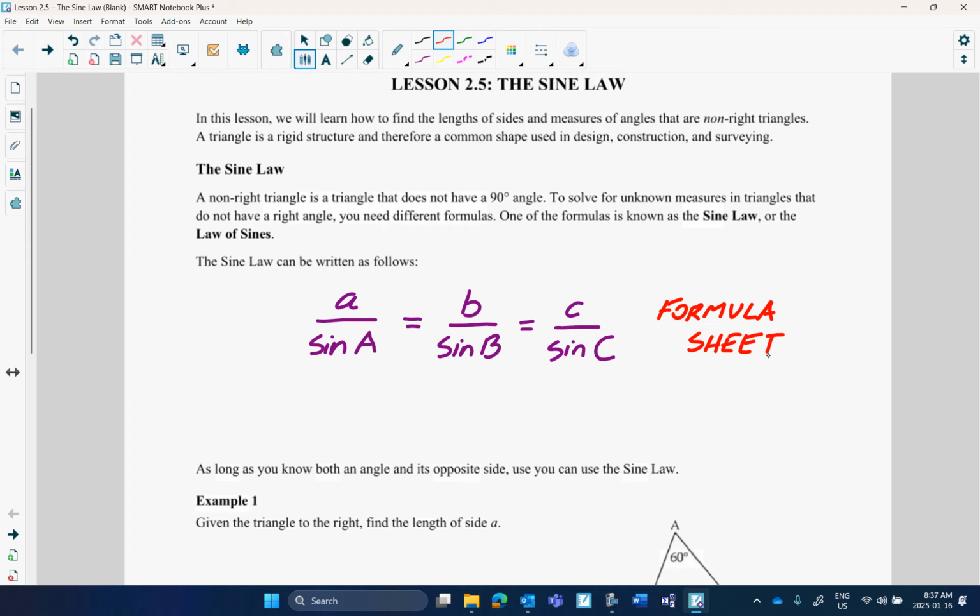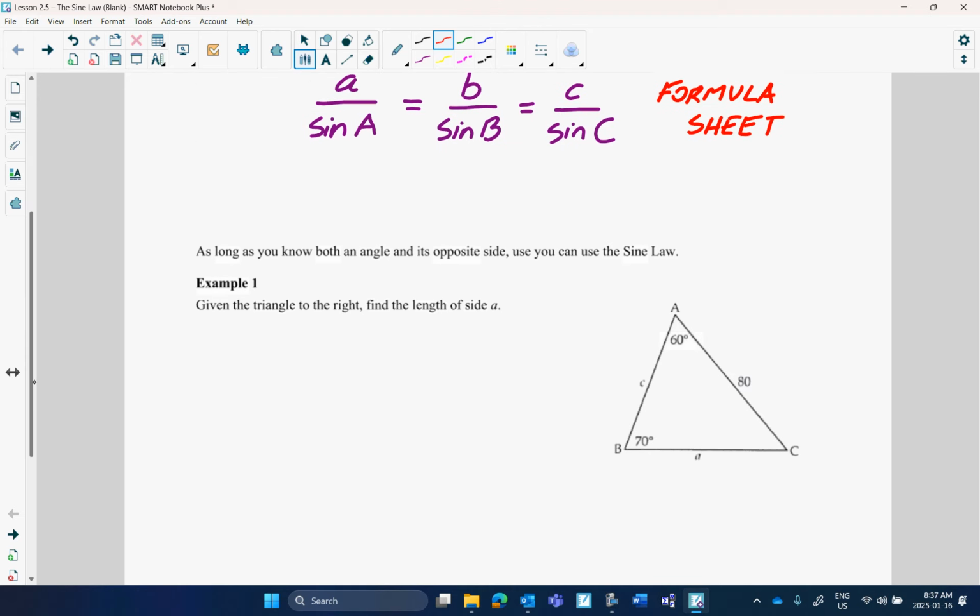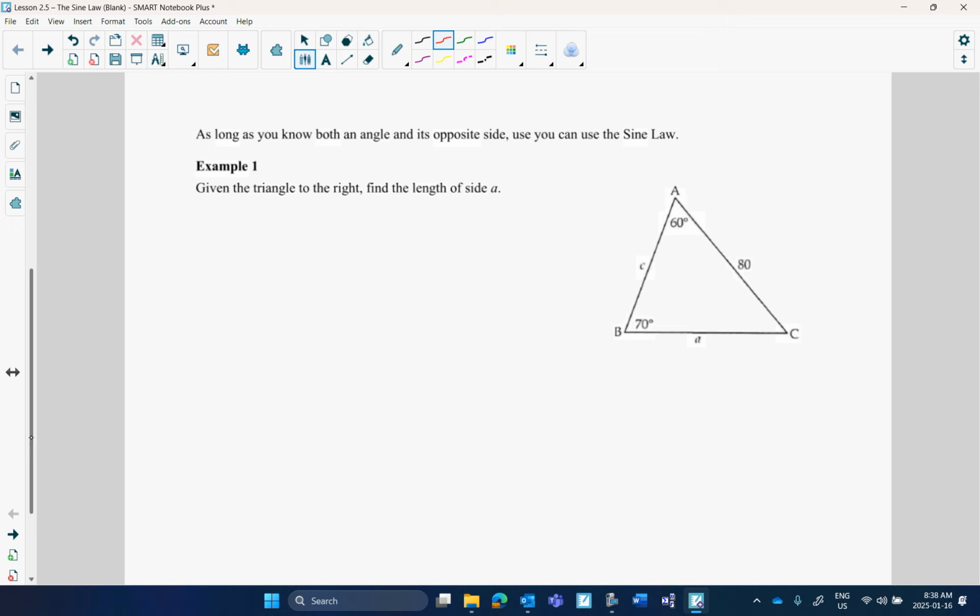Okay, so let's just use this to find some missing sides and missing angles in some non-right triangles. So here we have a triangle ABC. We're told the measure of angle A. We're told the measure of angle B. We're told the measure of side b, little b, which is opposite the 70-degree angle, or we could call it AC. We want to find little a. So basically what we want to do is set up two fractions that equal each other, where we know three of the four pieces of information, and the fourth is what we're trying to find.